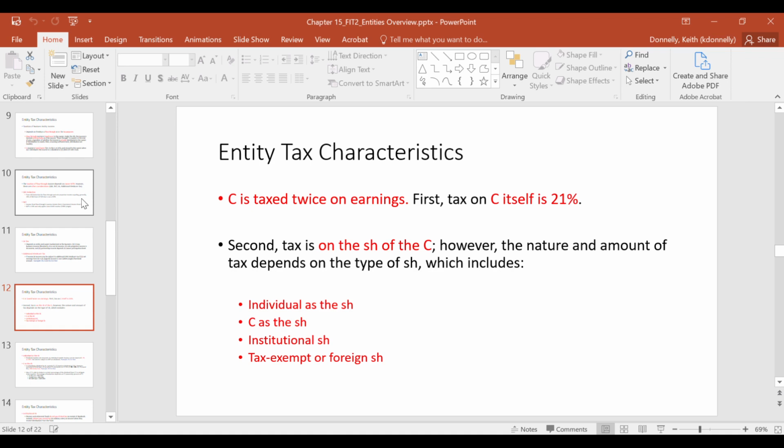So, the way it's taxed at the shareholder level really depends on what type of shareholder you have. Now, in our everyday life, if you invest in stocks or bonds, probably the most common thing to think of is just a person buying stock, and they would be a shareholder. And that's very common, right? But one of the things that you may not have considered is that there can be other types of shareholders. So a corporation can be a shareholder.